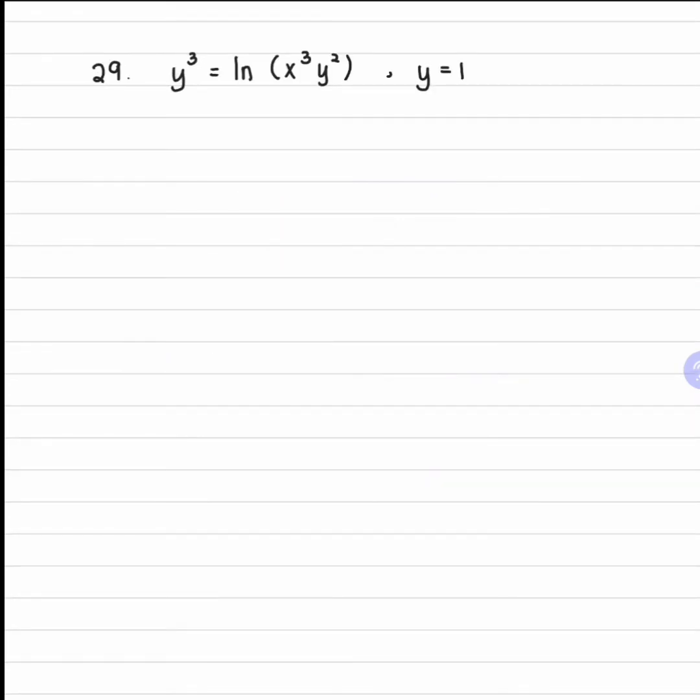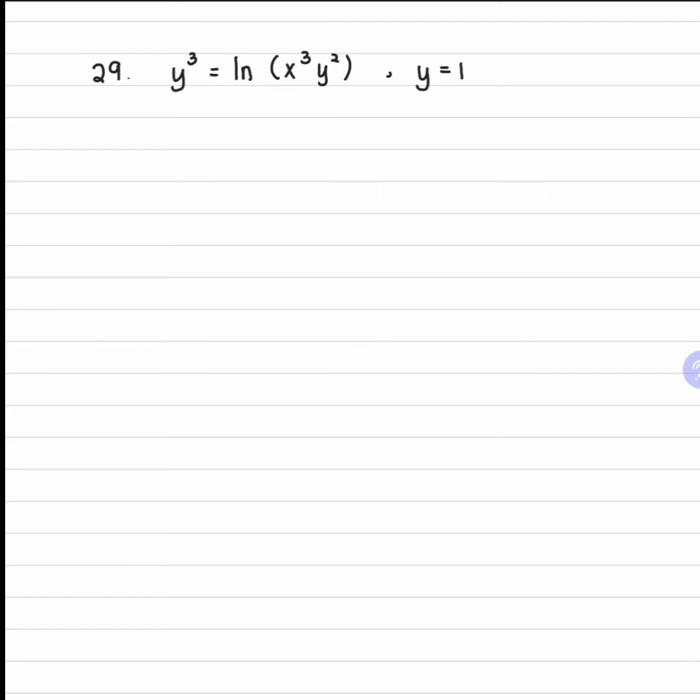Number 29, we have y cube equals ln x cube times y square, where y equals 1, and we want to find dy/dx. Okay, because it asks you to find dy/dx and has given the value y equals 1, we need to find the value of x too, so that our dy/dx is a number in the final answer. We can't leave the answer in x or y, because it has given a point, y equals 1. So our dy/dx answer must be a number.